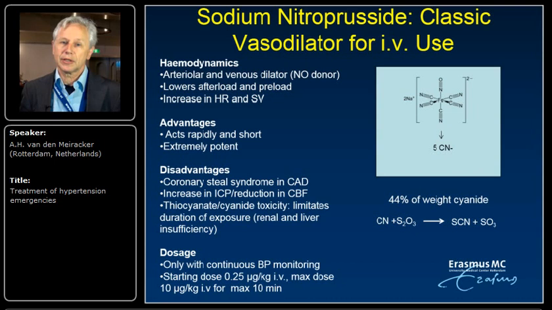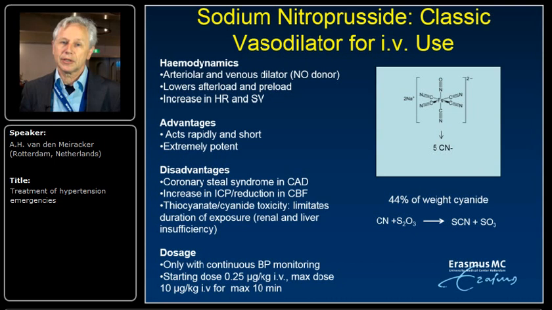But there are also some disadvantages with this agent. It can induce a coronary steal syndrome, which can be dangerous in patients with coronary artery disease. It can increase the intracranial pressure and reduce cerebral blood flow. And it can also induce cyanide toxicity, because 44% of the weight of sodium nitroprusside is cyanide, and that is metabolized in the liver by thiosulfate into nitroprusside thiocyanate.